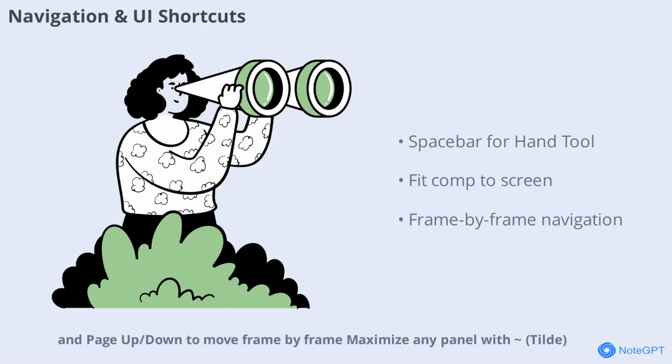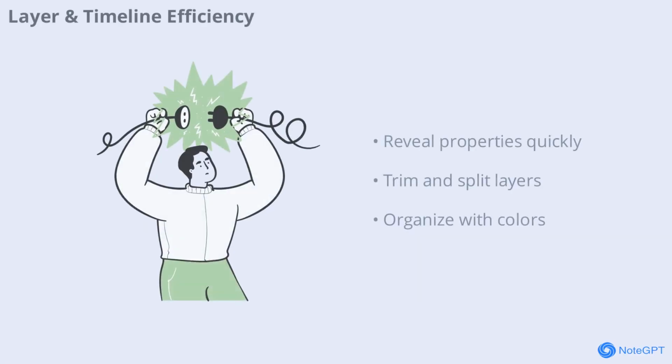Maximize any panel with tilde, and center a layer's anchor point with Ctrl plus Alt plus Shift plus H. Mastering these shortcuts saves you tons of time. Efficient layer management is key.